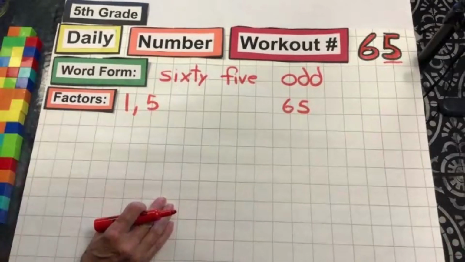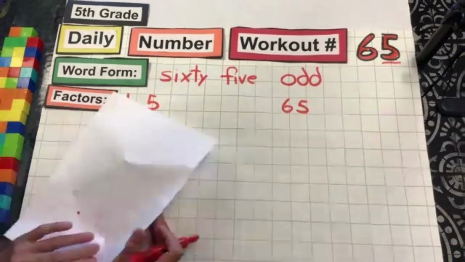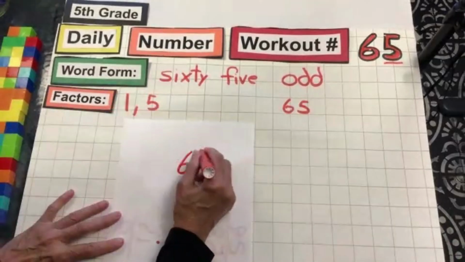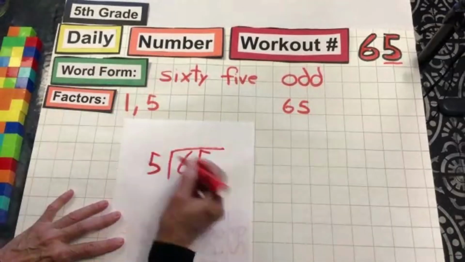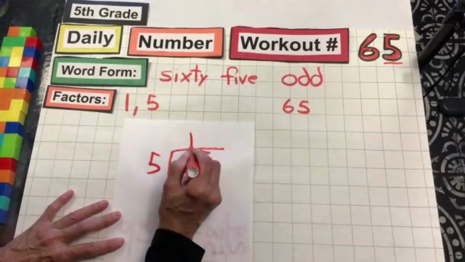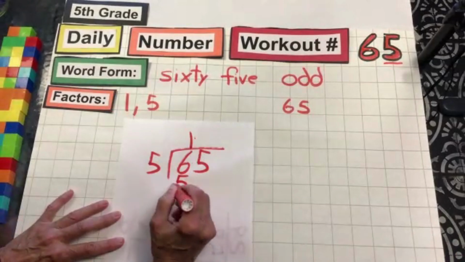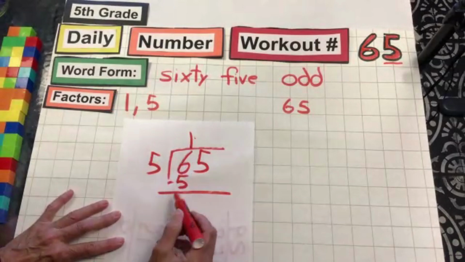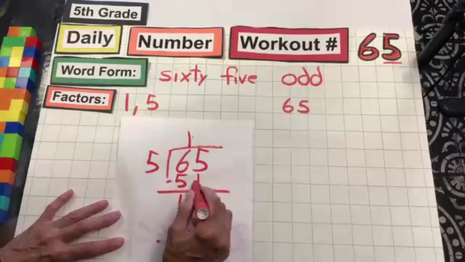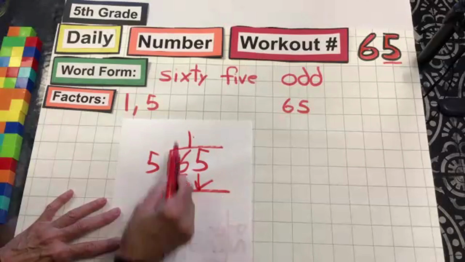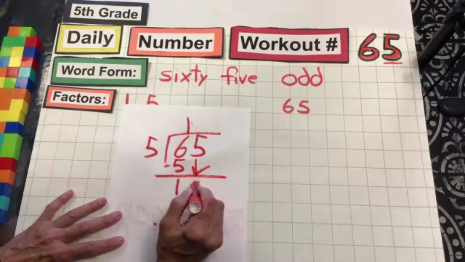Get my scrap paper out here. So here's my scrap paper. 65 divided by 5. 5 goes into 6 one time because 1 times 5 is 5. We subtract: 6 minus 5 is 1. Drop the 5 because 5 doesn't go into that 1. So we're going to drop the 5.